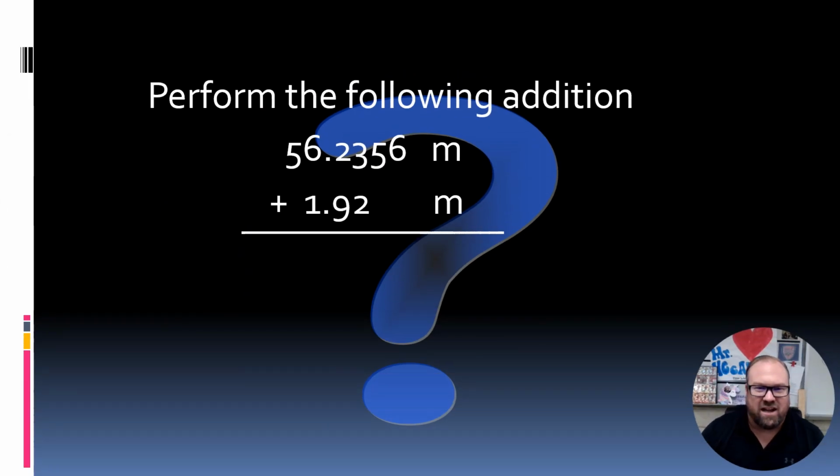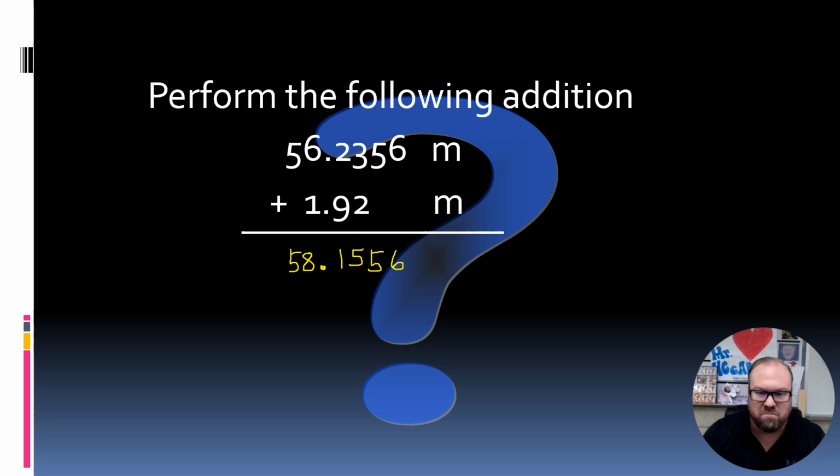All right, everybody, so let's practice a couple of addition and subtraction problems together here. So we've got 56.2356 meters, and we want to add to that 1.92 meters. So first what I'm going to do is knock that out in your calculator. You might not even need it, but you want to get the final sum. So this is going to be, and we want to line everything up, so this is going to be 58, and then we move our decimal point down, and then we've got 1.556.